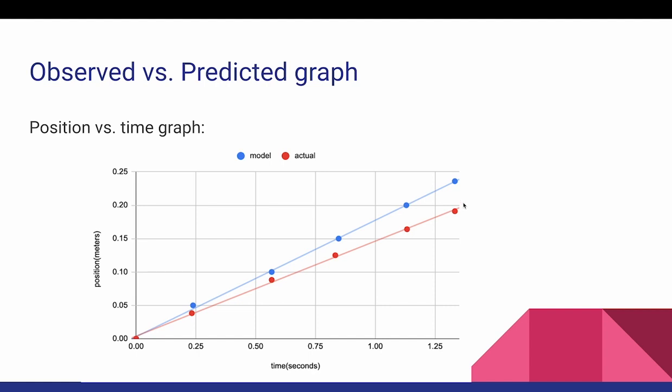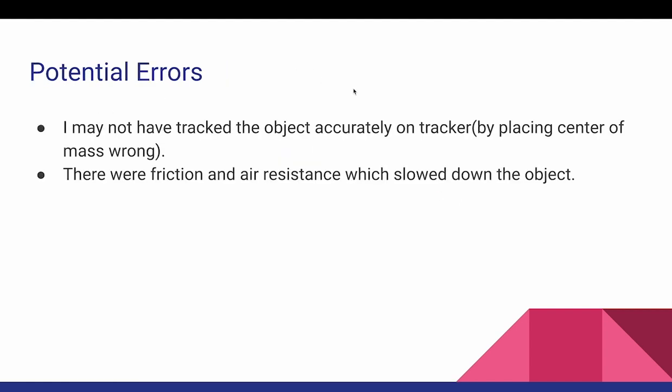So potential errors in this experiment were that I may not have tracked the object accurately on Tracker by placing the center of mass wrong, and also there were friction and air resistance, which meant the net force was not actually 0.